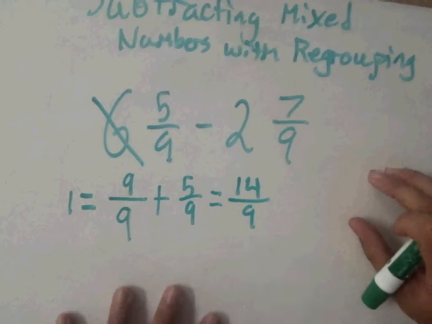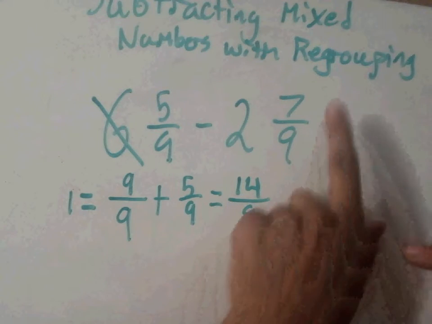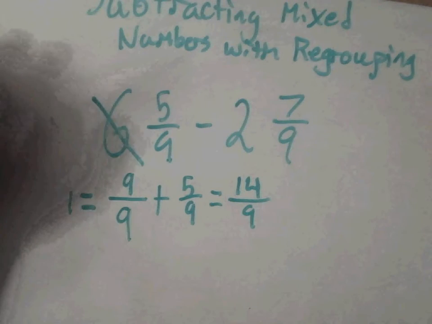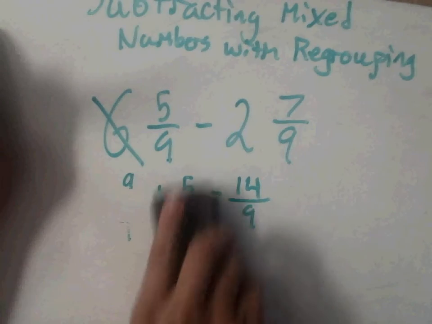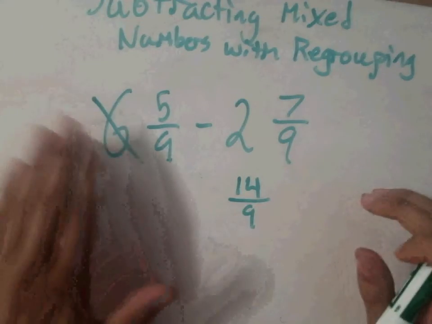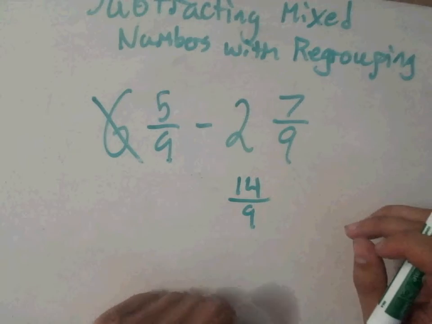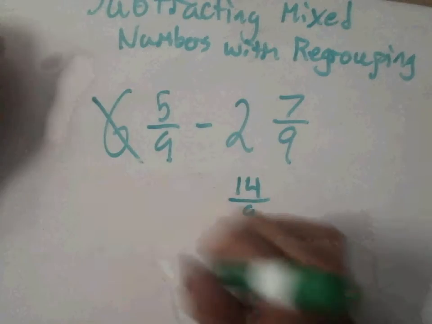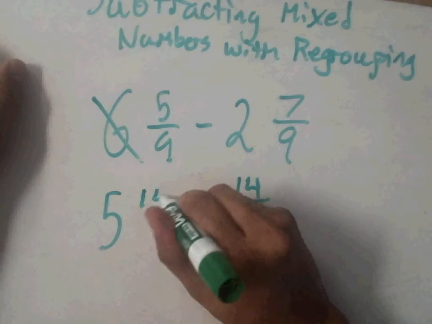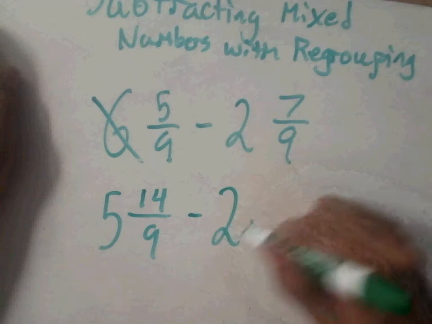Now, some of you might say this is an improper fraction, we need to change it. No, we don't want to do that because we're going to be subtracting from it anyway. So now I need to rewrite my mixed number. This is no longer 6 and 5 ninths. I've borrowed the whole from that 6, turned it into a fraction, and added it to my numerator. So I'm going to rewrite this as 5, because we took that 1 from 6, and 14 ninths minus 2 and 7 ninths.